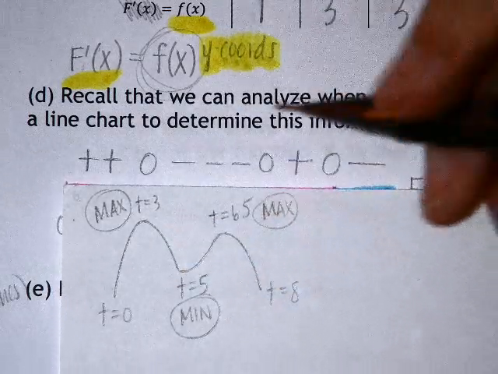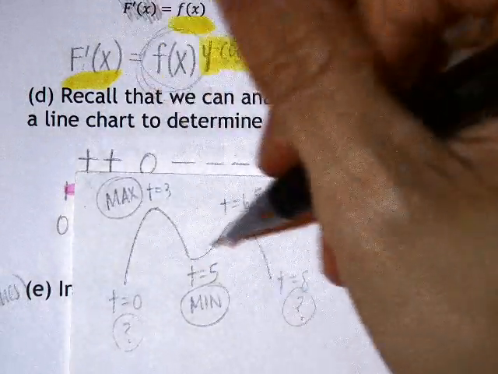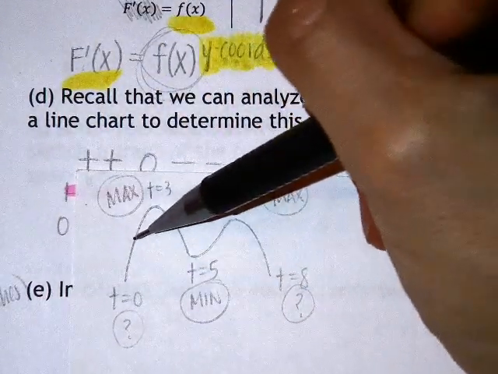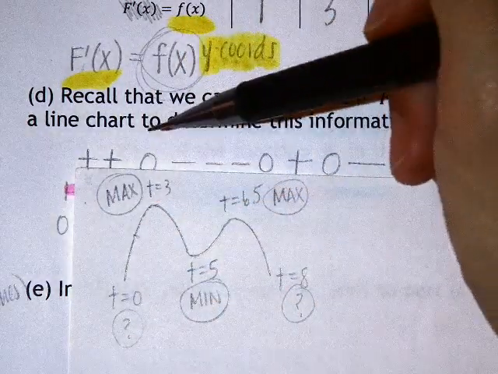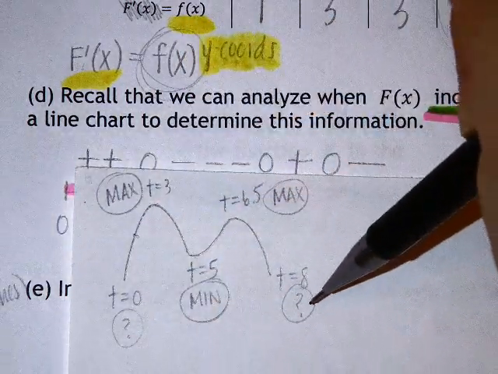The unfortunate thing is that I don't know about the endpoints 0 and 8. I kind of winged it on my graph. I don't really know. Like maybe 0 is up here, maybe time 0 is way down here, maybe it's a minimum. I don't really know. Same thing with time 8. I don't really know that either.